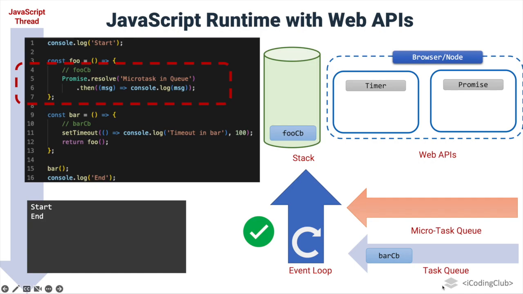But let's continue with the execution. So now our foo callback is already in the stack, and it will get called first, and that will result in printing the microtask in the queue. And now the last part, that is the bar callback. The event loop will see that okay, I don't have anything pending in the microtask queue, so let's see if there is anything in the task queue. So it takes the bar callback, puts it into the stack, and executing it will result in the timeout in the bar. And this is the way the whole thing actually works. And together the whole part makes the JavaScript runtime.